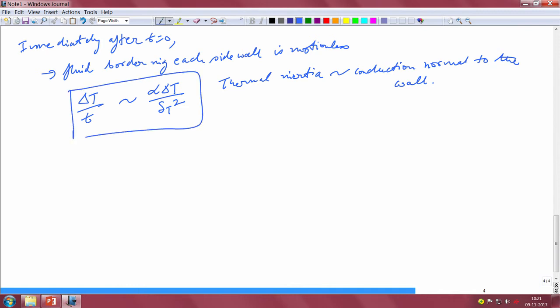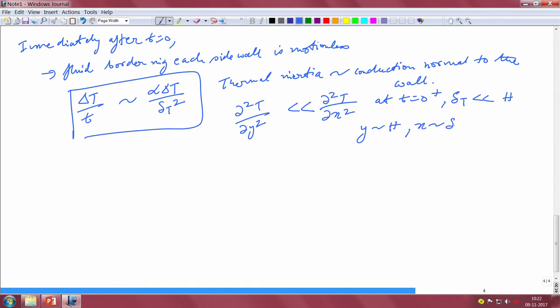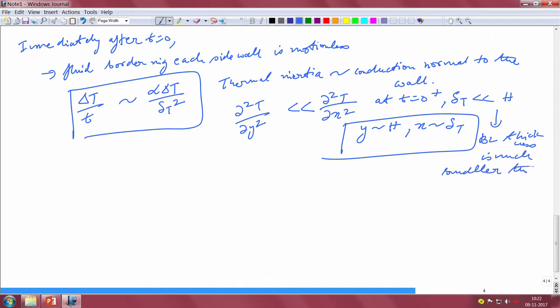So, this is the scaling that we have put forward, obviously recognizing that d square T by dy square term is much smaller than the x square term. Because at t equal to 0 plus, what happens is that the thermal boundary layer thickness delta t is much smaller than the enclosure height H. And we already know that y should scale as H and x should scale as delta t, right. This was already kind of known, right. So, the boundary layer thickness is much smaller than the cavity height, right.